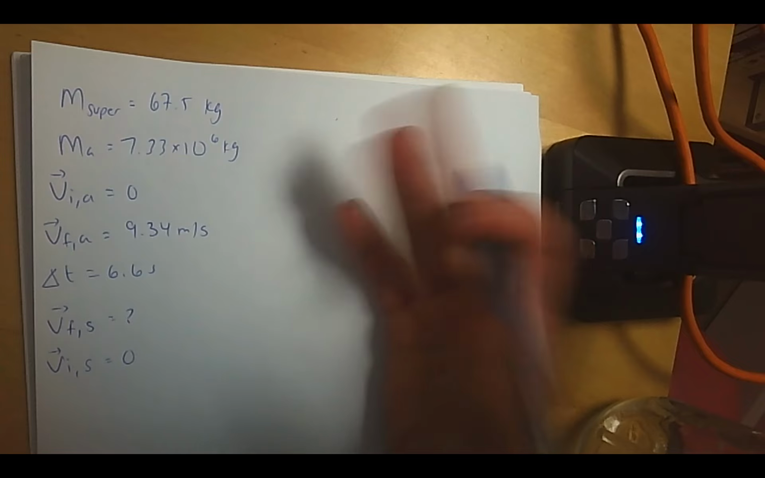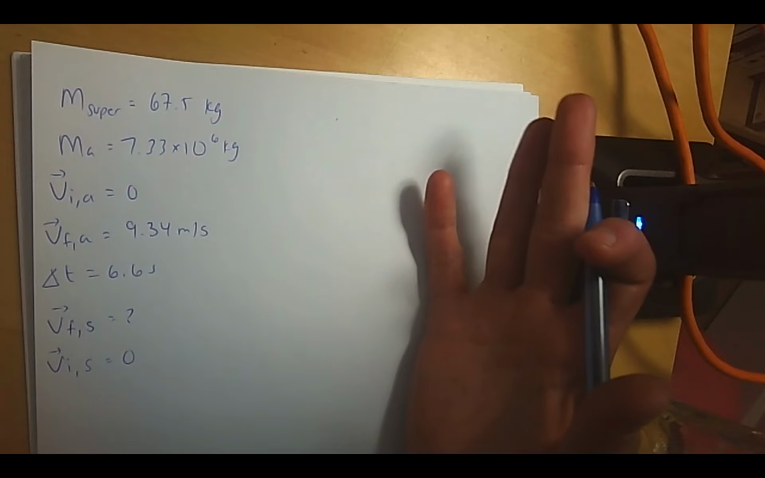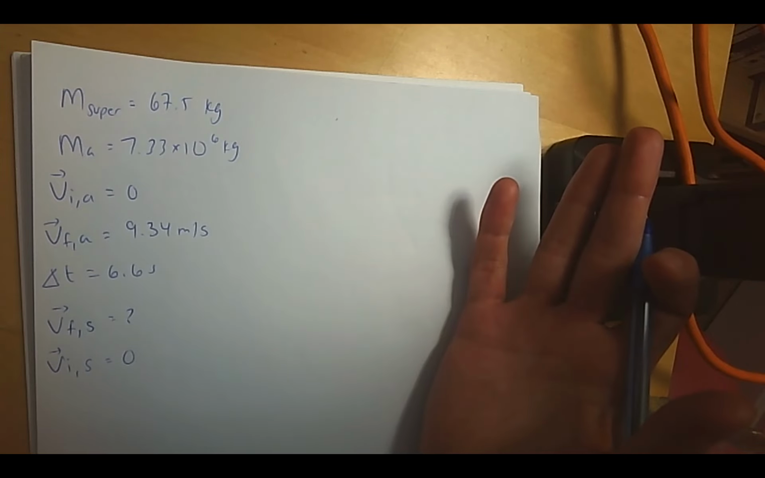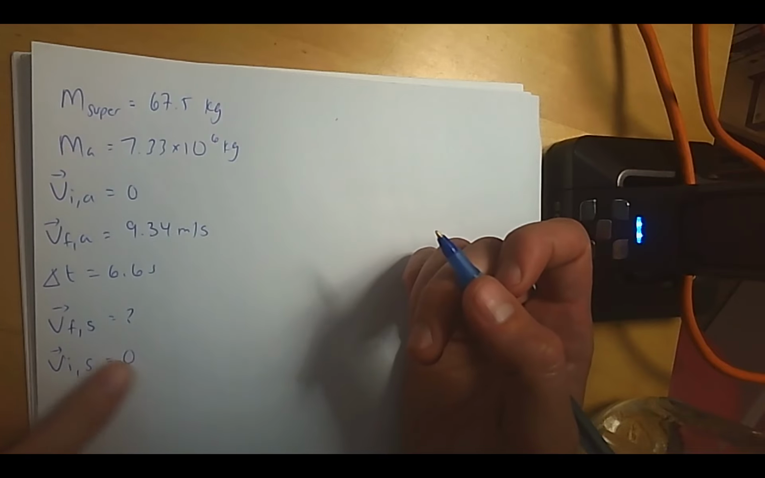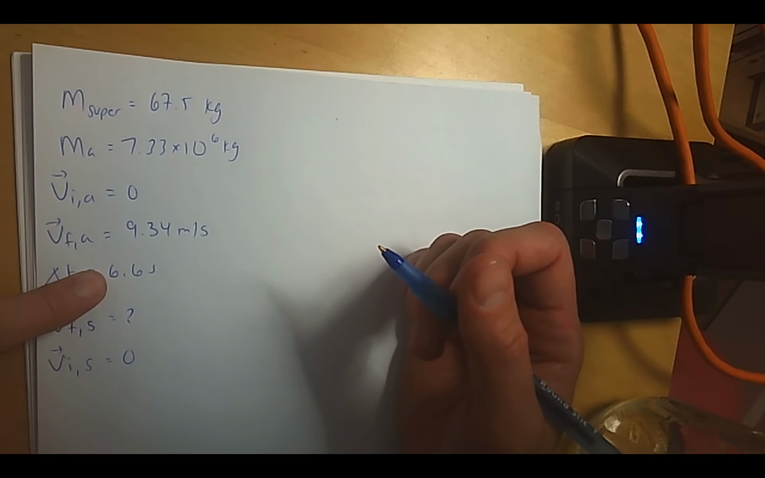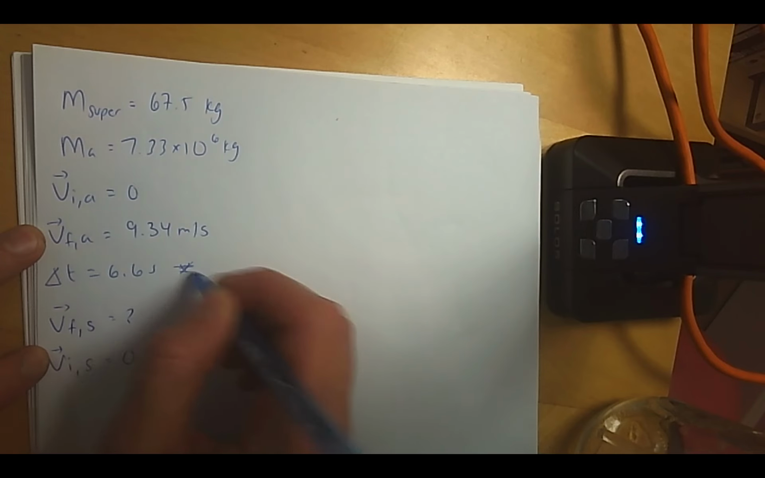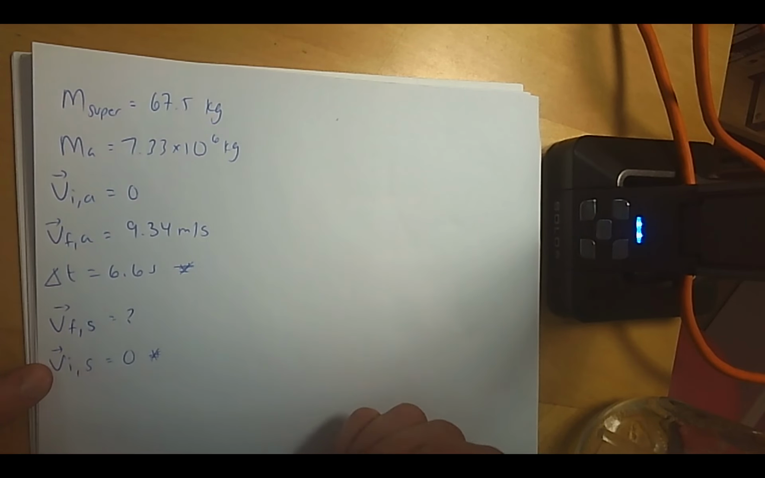The conservation of linear momentum would say that Superman gets pushed backwards when he pushes the asteroid forward. So, anyways, my initial velocity of Superman is 0. I'm looking for the final velocity. I know the time frame of that interaction, 6.6 seconds, but that's it. These are the only two things I know in terms of kinematics quantities for Superman.